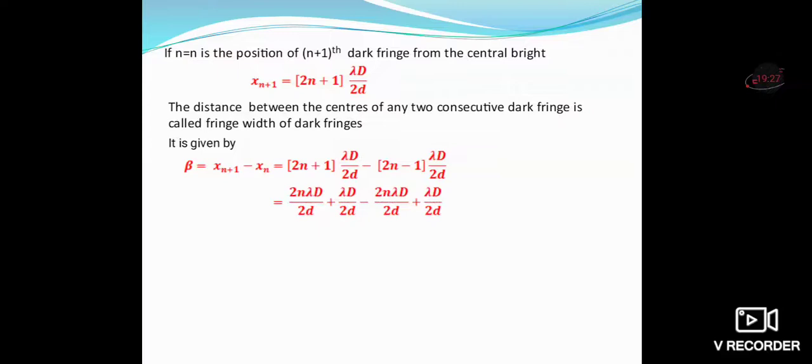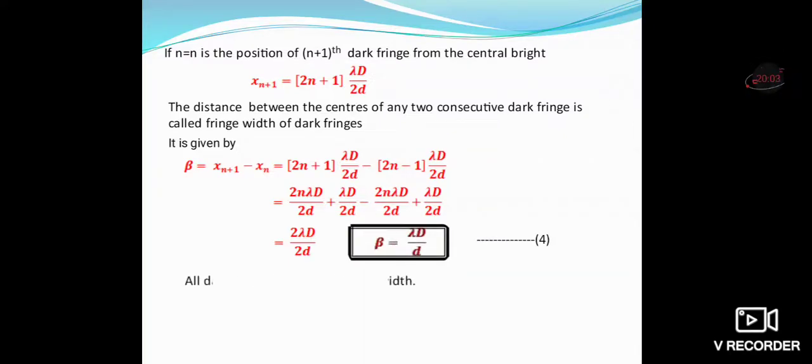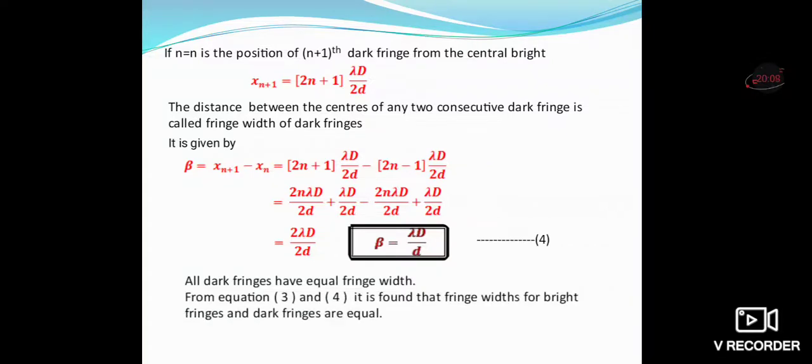Therefore, with the help of this, just solve this. It is 2n into lambda D by 2d plus 1 into lambda D by 2d, minus 2n lambda D by 2d plus lambda D by 2d. The 2n lambda D by 2d and 2n lambda D by 2d cancel. So we only get lambda D by 2d plus lambda D by 2d, that is 2 lambda D by 2d. The 2 cancels. Again we get beta is equal to lambda D by d. So all the dark fringes have equal fringe width.